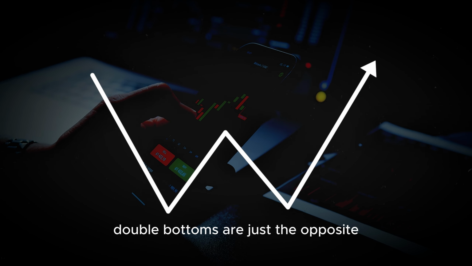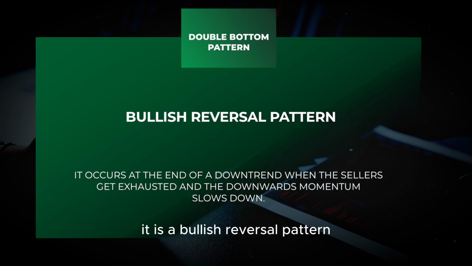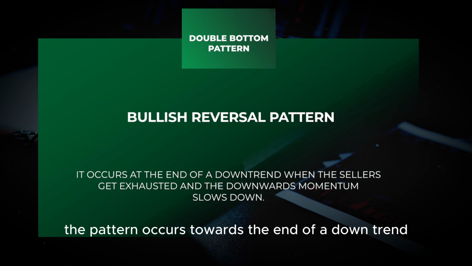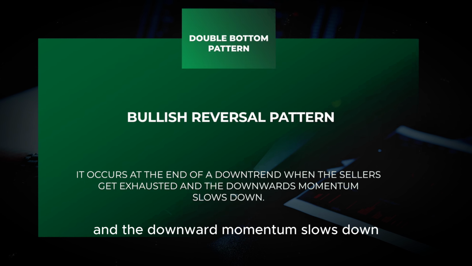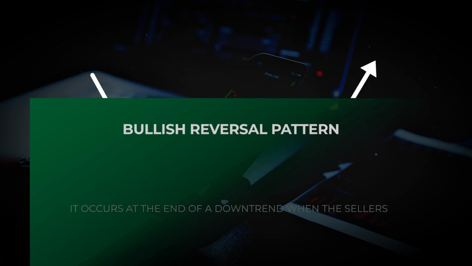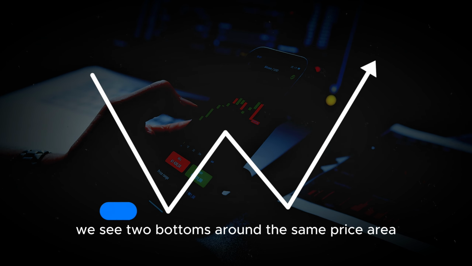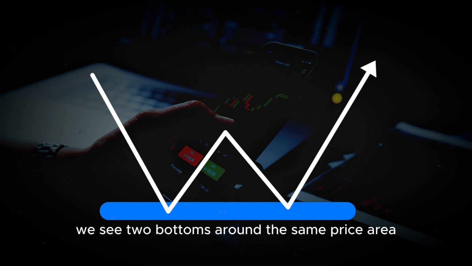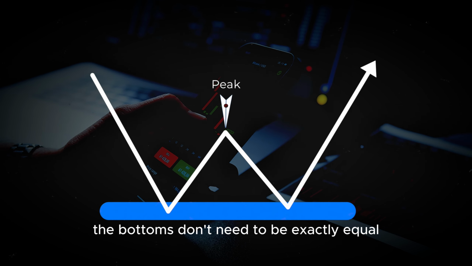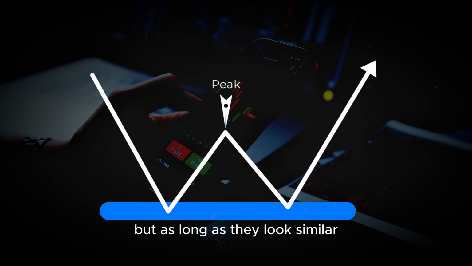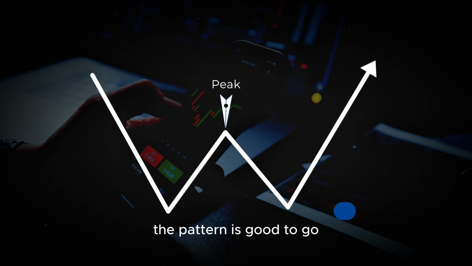Double bottoms are just the opposite. It is a bullish reversal pattern. The pattern occurs towards the end of a downtrend, when the sellers get exhausted and the downward momentum slows down. We see two bottoms around the same price area, with a peak in the middle. As I said earlier, the bottoms don't need to be exactly equal, but as long as they look similar, the pattern is good to go.